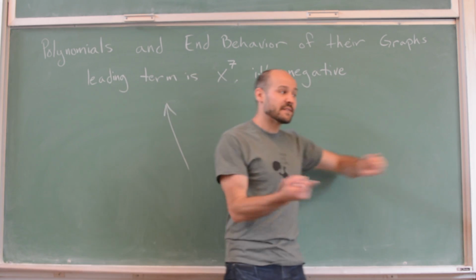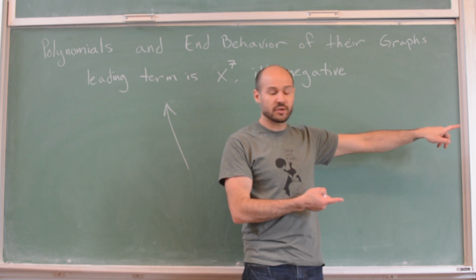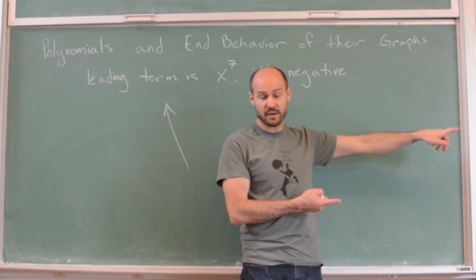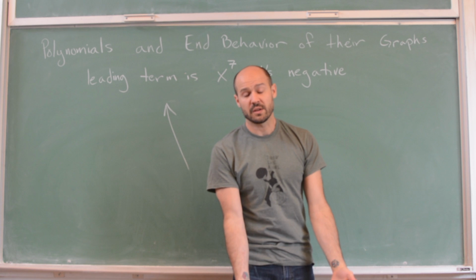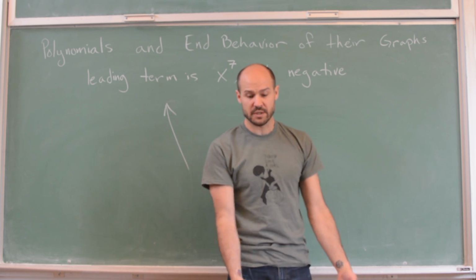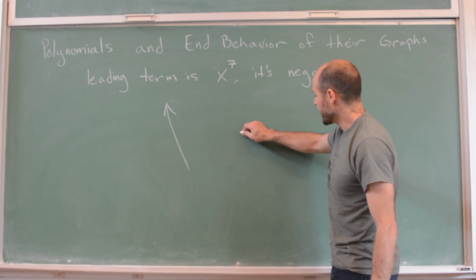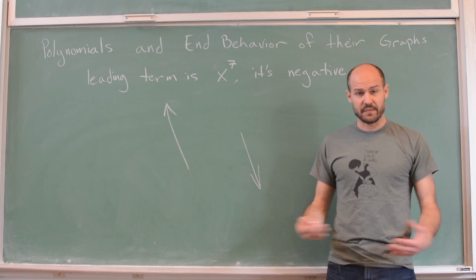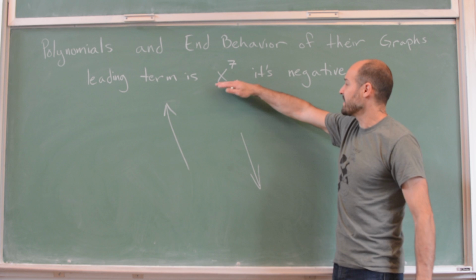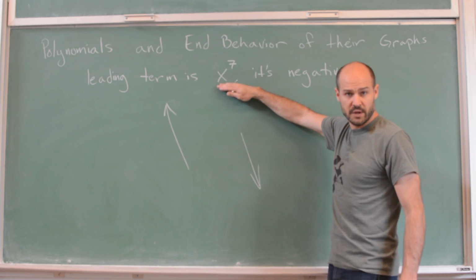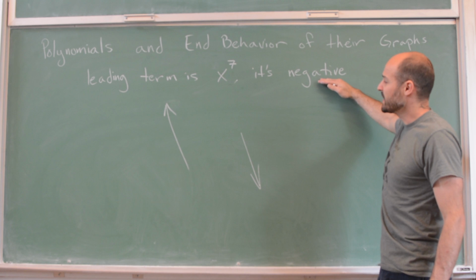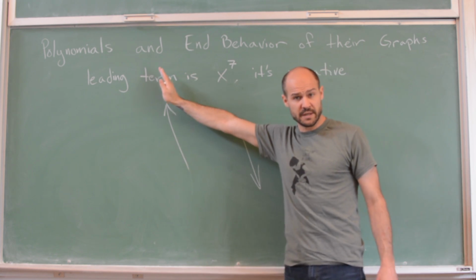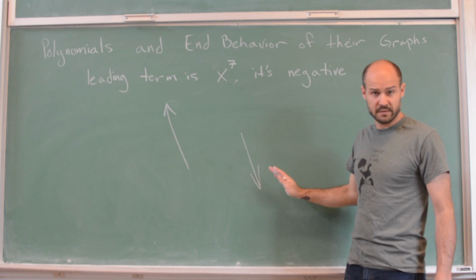So any value we plug in for x increasing to the left is larger and larger x, but it gives us a larger and larger negative result. So our end behavior is going to be down. That's it. End behavior for an x to the 7th leading term polynomial, where that leading term is negative, starts up, ends down.